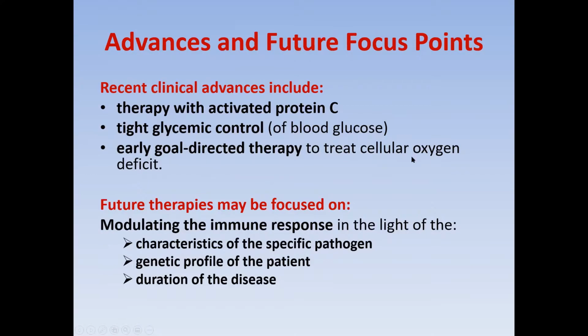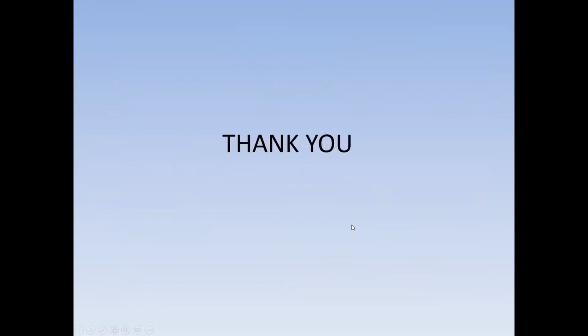Early goal-directed therapy is important. So you don't wait until the condition has advanced and become irreversible. Modulating the immune response in light of the characteristics of the specific pathogen, genetic profile of the patient, and duration of the disease. This is not yet established, but of course you can treat cytokine storms by giving anti-cytokine directed therapy. And that's it, I think. Thank you very much for listening.